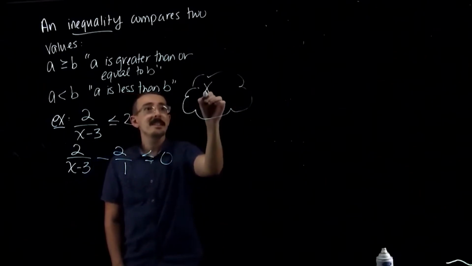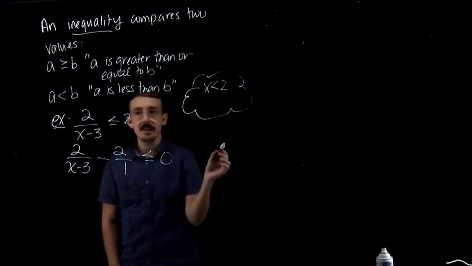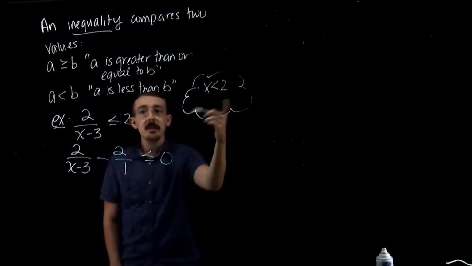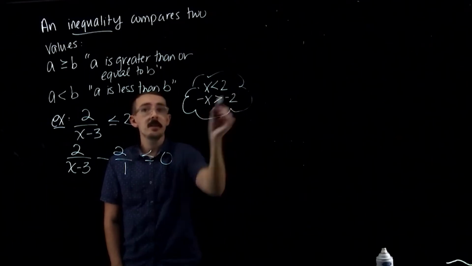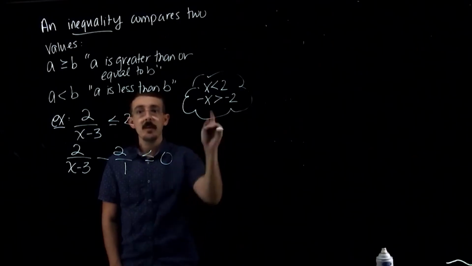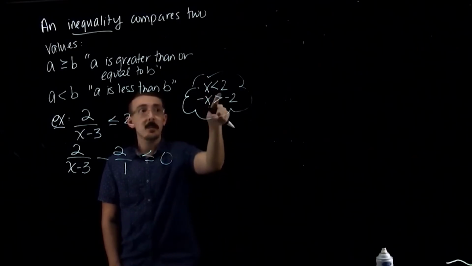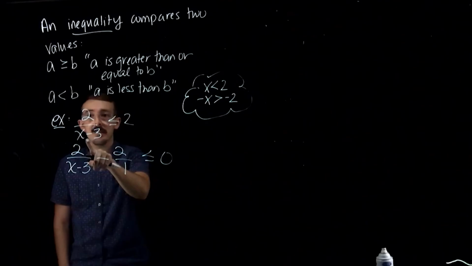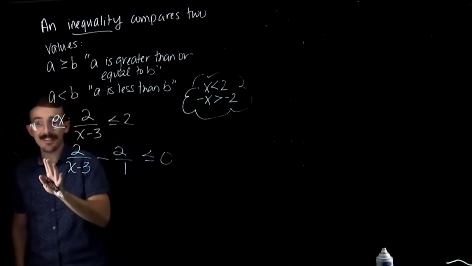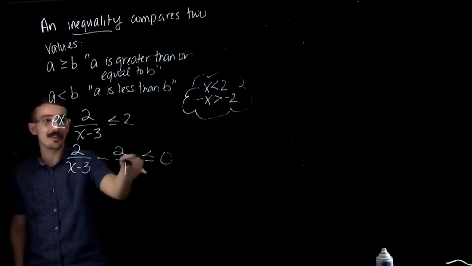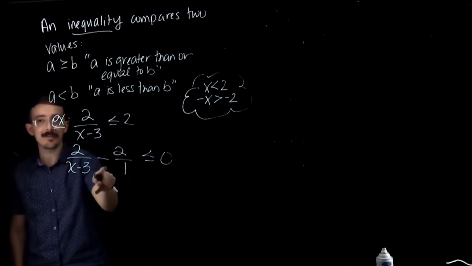So if x is less than 2, for example, if you multiply both sides by -1, you would get negative x is bigger than -2. So multiplying by a negative number will flip the sign. And because this is unknown, I don't know if I'm supposed to do that or not. So the safest option here, what you should do, is subtract the 2 over.